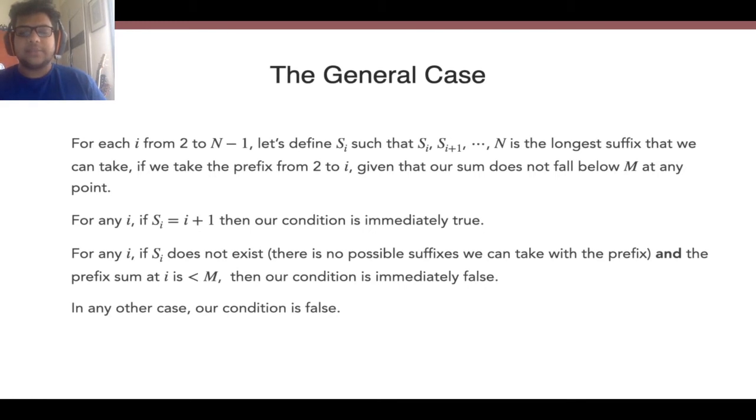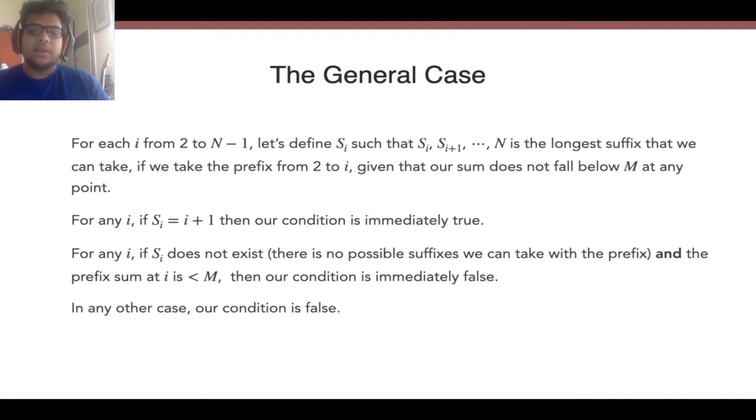And obviously, it's given that a sum does not fall below m at any point, because otherwise the binary search would be redundant, right? That's what we have to check within a binary search. Now, for any I, if si is equal to I plus 1, then our condition is immediately true, right? Because if our prefix is from 2 to I, and our suffix is from I plus 1 to n, then the entire array is covered, right?